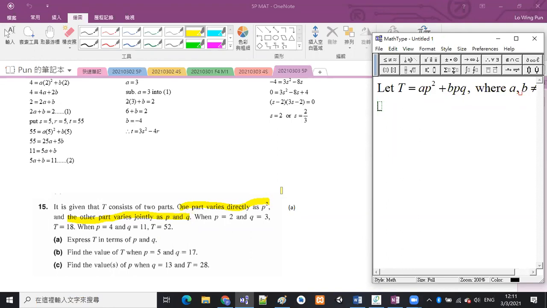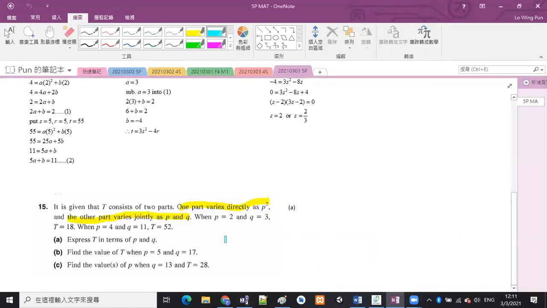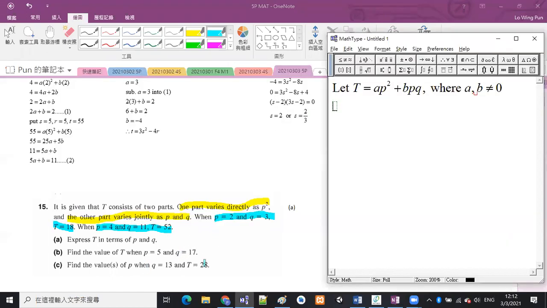Okay, and then we will use the group of numbers given by the question to set up two equations. So what are the group of numbers when P is 2 and Q is 3, T is 18? Okay, this is the first group. And then when P is 4, Q is 11, T is 52. This is the second group. Okay, so put the first group, P equals 2, Q equals 3, and T equals 18 into our equation first.